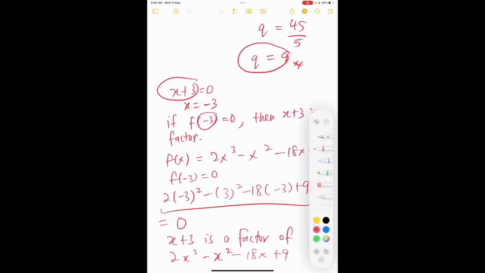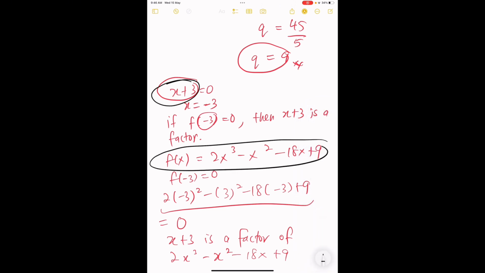So x plus 3 is a factor of f(x), because you get 0 here when you count using your calculator. Okay, so this is 7a and b. So let's try number 8.